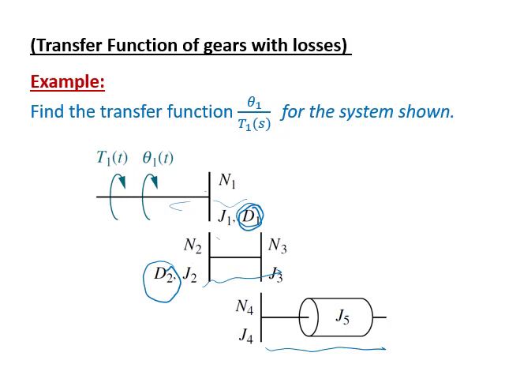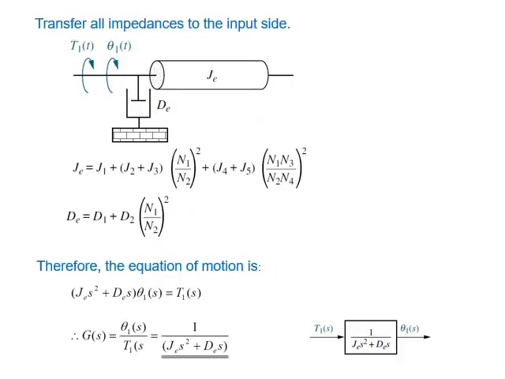So D2 has no D's to be added to in the same shaft. So we will take it as it is, and we will reflect it to this shaft. Once I reflect it to this shaft, it will be in the same shaft with D1. So we will add it with D1, and that's going to be D equivalent. In this case, we are getting the system completed. Let's see in the next slide how it's expressed.